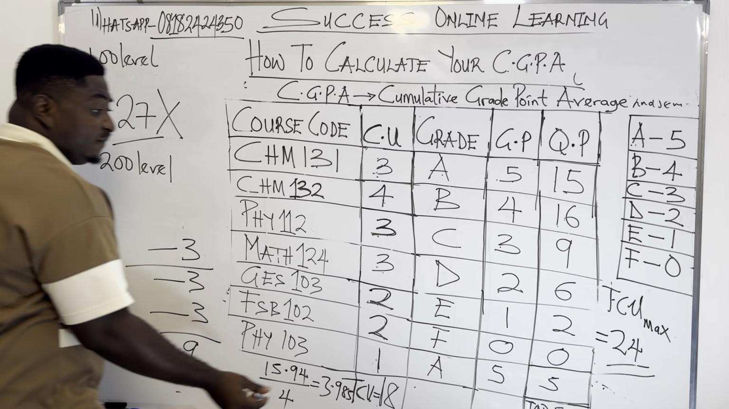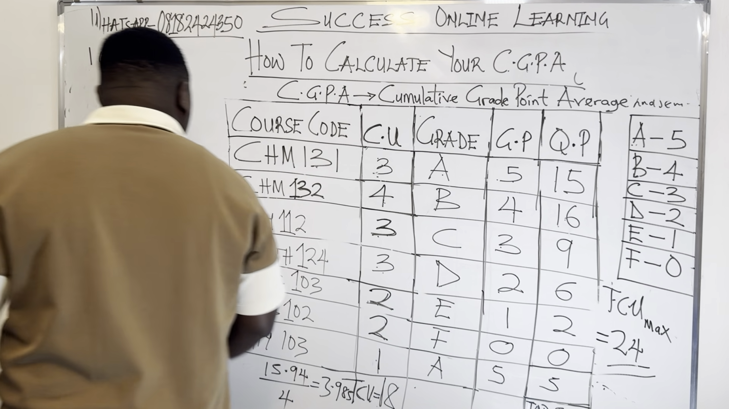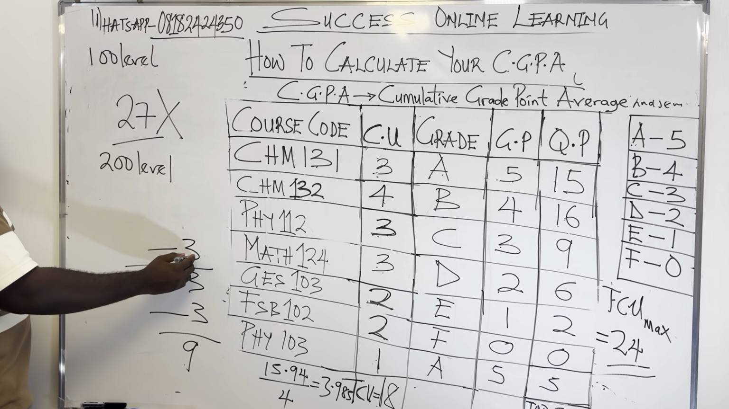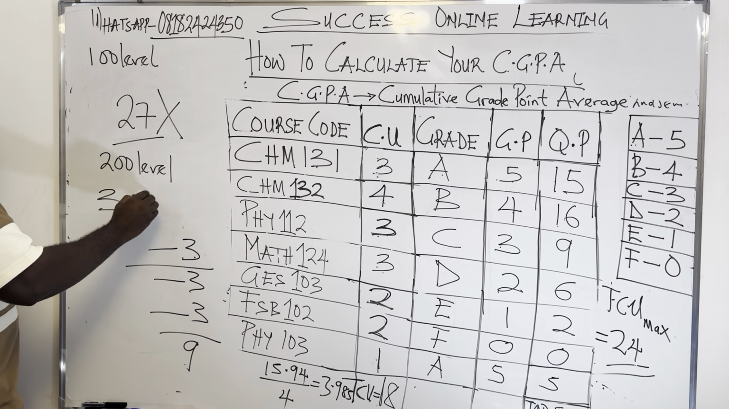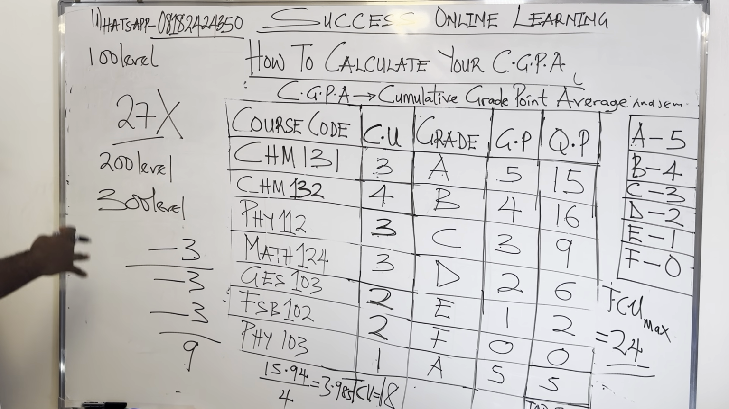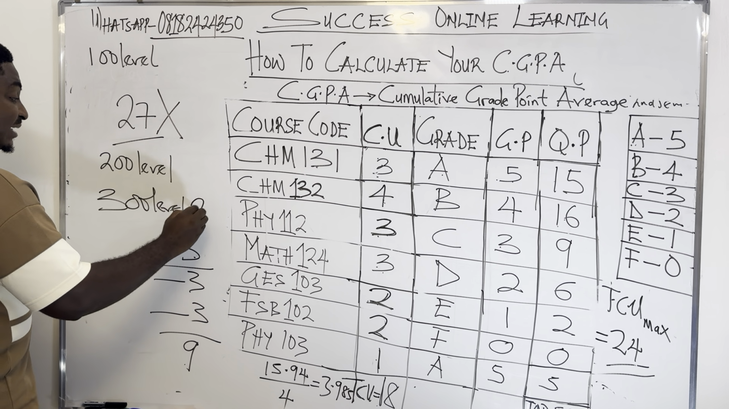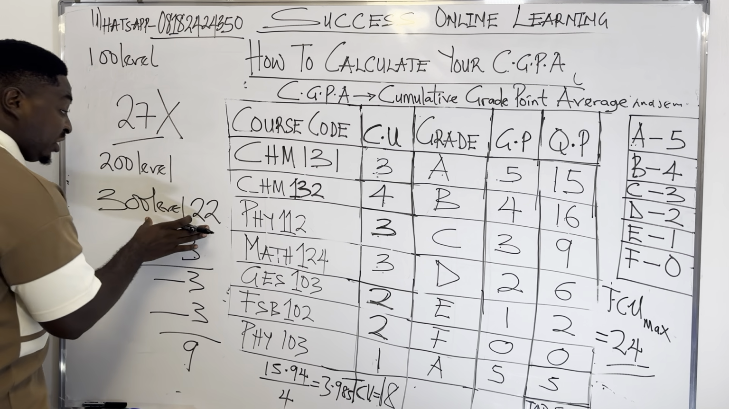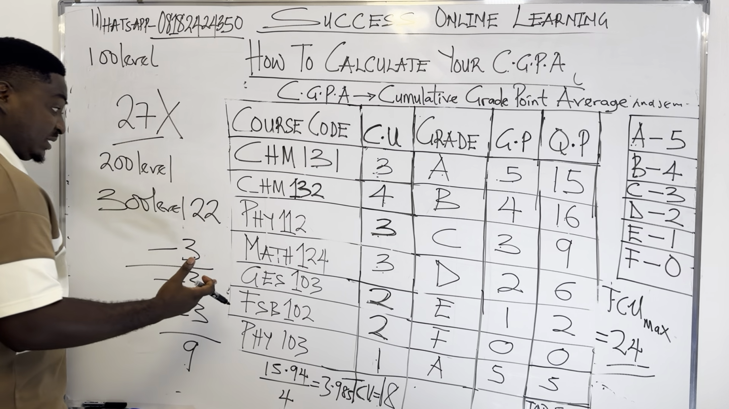Now, because he can't register more than 24, he has to drop 1 of the courses and register only 2 in this 200 level. That means that the course he dropped will now move to 300 level. In his 300 level courses, because you're going higher, the number of courses is increasing. Let us say that the total credit unit for his 300 level is already 22. All the courses he's doing in 300 level is 22 already, because you have more courses.